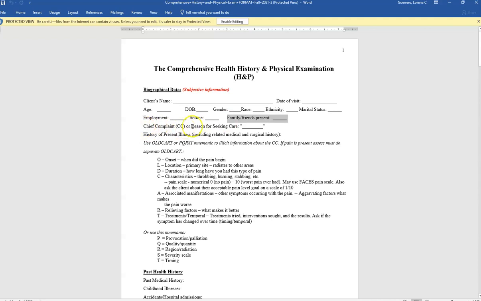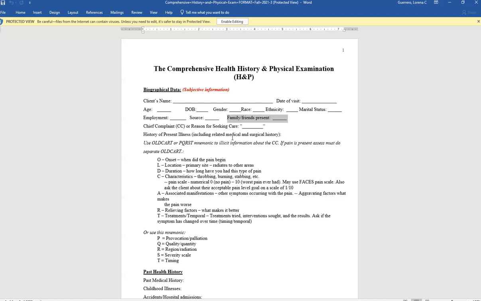Chief complaint. Why are they there? The reason for the care. This is usually written, quoted in the patient's own words. One sentence. Crystal clear. Okay. History of the present illness. This is where you can pull in some related medical information from the review of systems, or maybe some surgical history that is relevant to why they could be there.